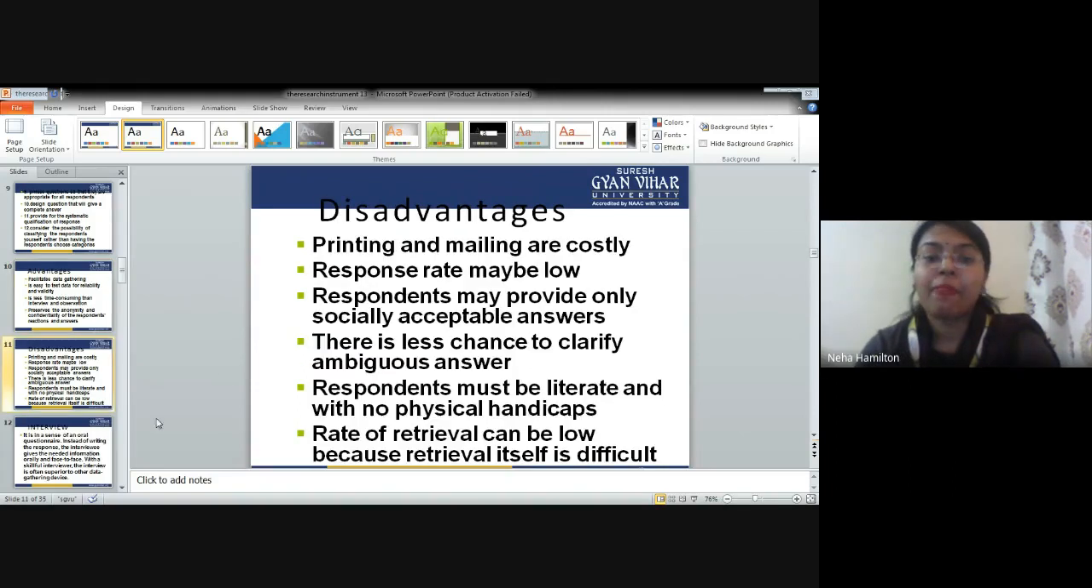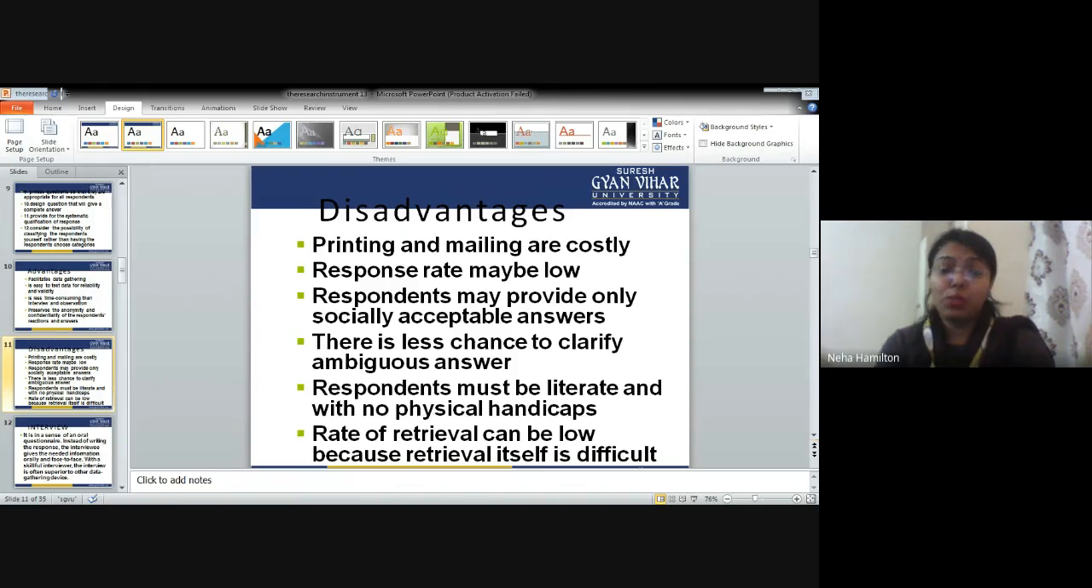Okay. Next, what are the disadvantages? The disadvantages are that printing and mailing are costly. Response rate may be low, right? Printing and mailing are costly specifically if you have a large number of respondents. When I say a large number of respondents, the total can be 500 to 1000, right? So printing 1000 forms, where one form can be 4 to 5 pages, these kinds of things are very costly.